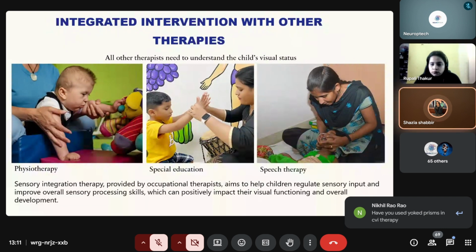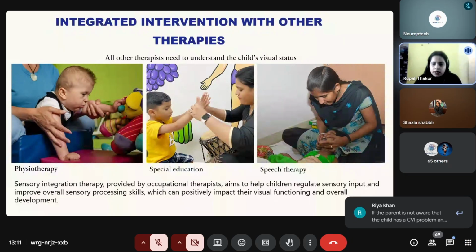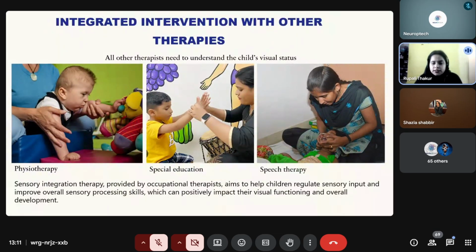Have you used yoked prisms in CVI therapy? Yeah, I have used them in CVI, not exactly, but in CVI I am using them for the field defect only, if there is any nasal, temporal, inferior, and down defect. In autism, I've used yoke prism therapy, and they are quite helpful.